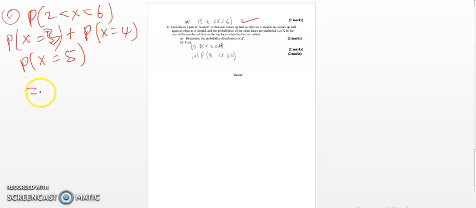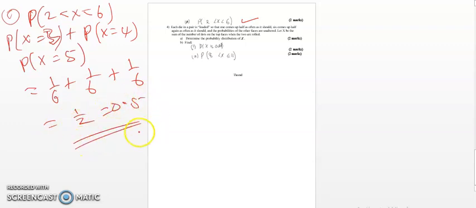And we know from our table that the probability when X is equal to 3 is 1 over 6, plus when it is equal to 4 is also 1 over 6, and when it is 5, it is also 1 over 6. So if we take this, we will simply also get a half, which will give you 0.5 as well. So this is our solution to this question.